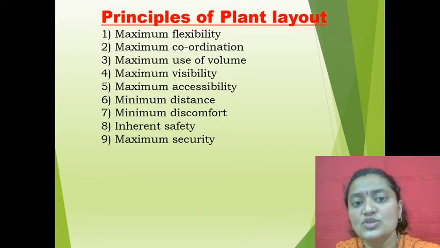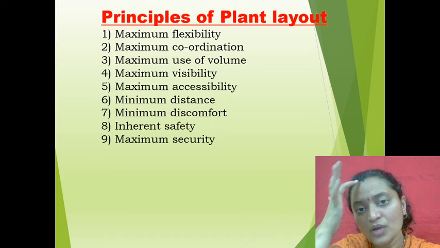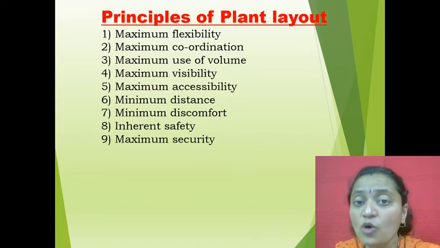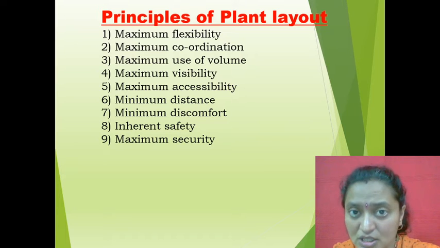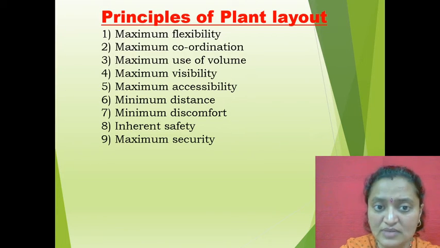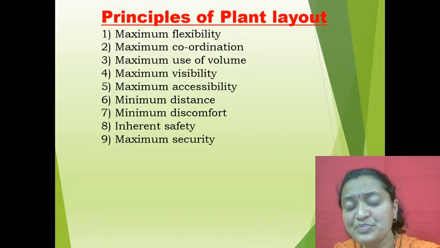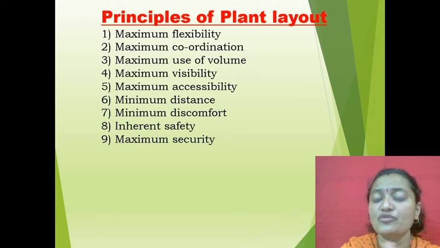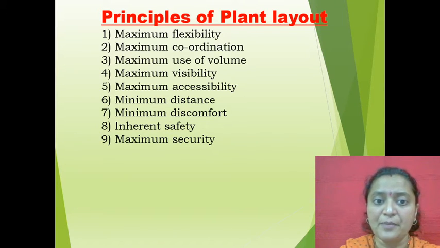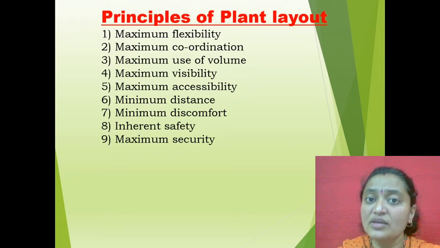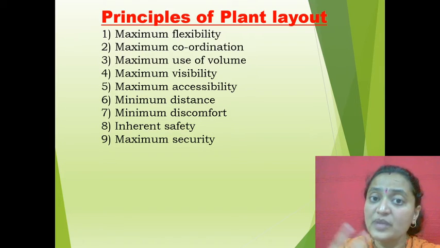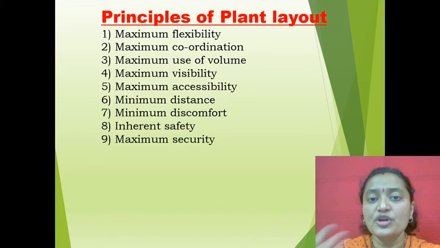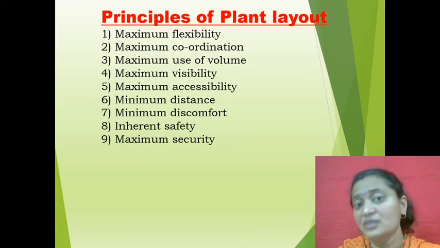The next one is maximum visibility. Here two keywords have been given: how proper utilization of human resources and material resources will be done. I will explain briefly. Material resources means they will consider how many materials are required in order to complete that particular product.